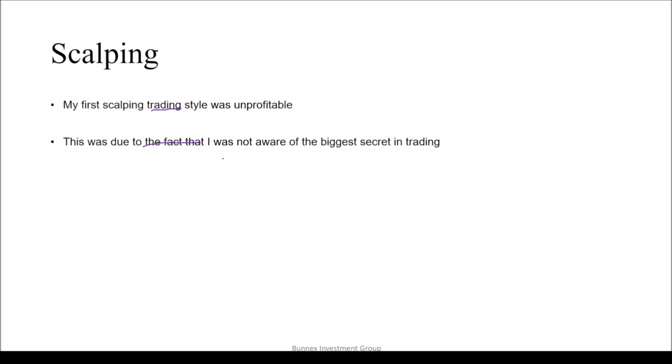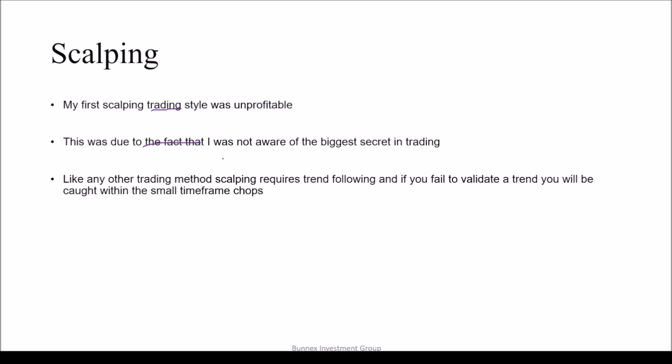Is there actually a secret in trading? Yes, there are secrets that will definitely make changes to one's trading strategies. So like any other trading method, scalping requires trend following, and if you fail to validate a trend, you will be caught within the small time frame chops.